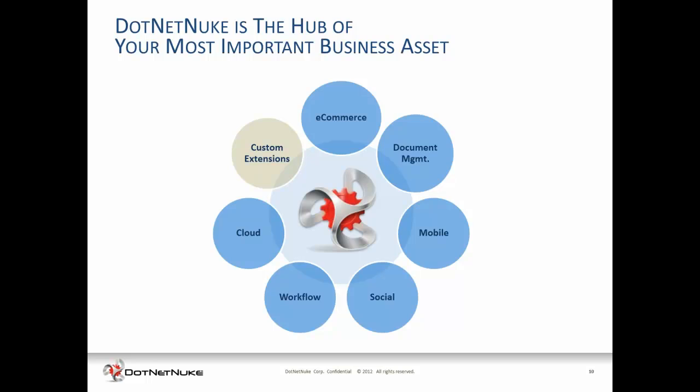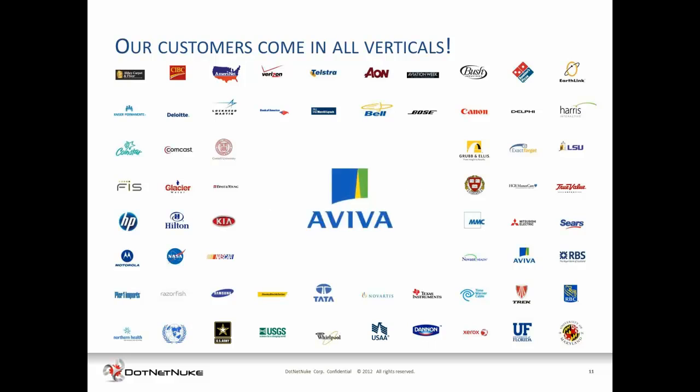Now, DotNetNuke has quite a few customers. I mentioned there's over 1,700. These are just some of them. But this is really to talk about the fact that DotNetNuke doesn't fit any specific vertical. It's a very flexible application. It fits many different verticals and use cases.